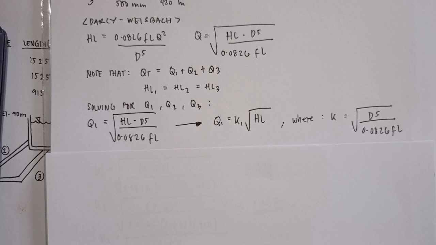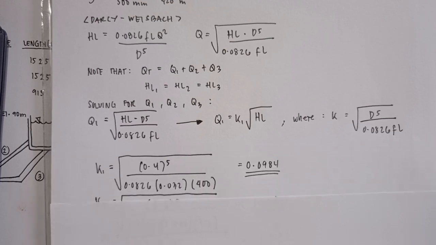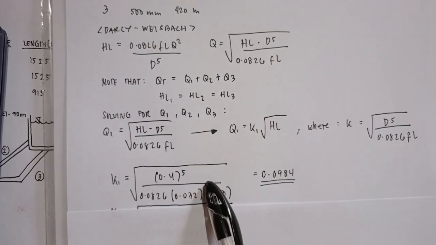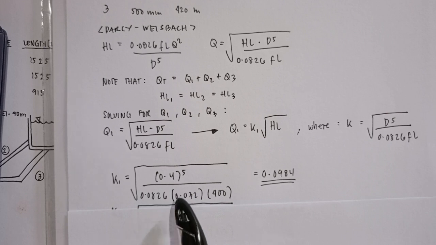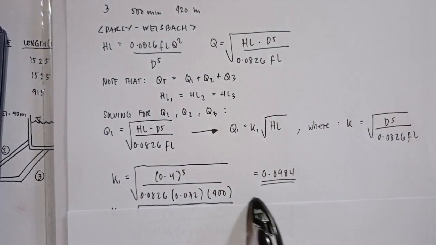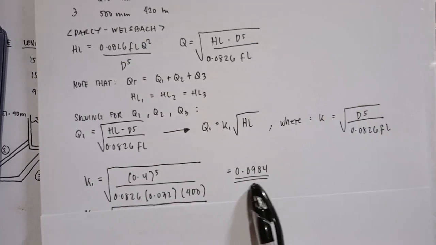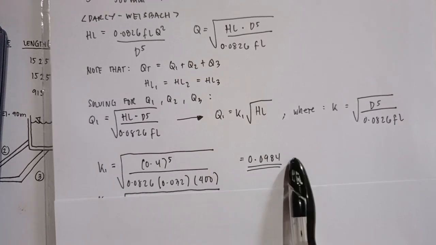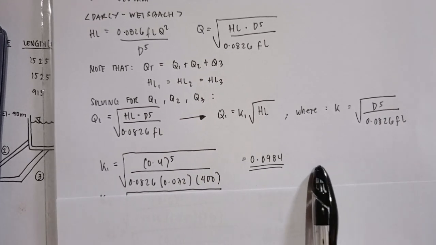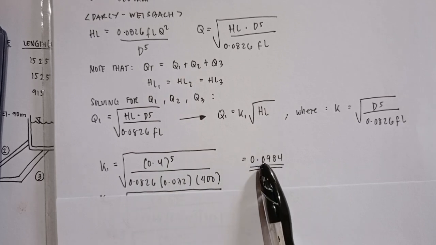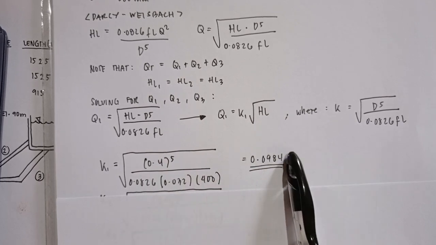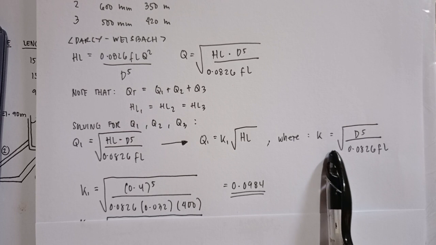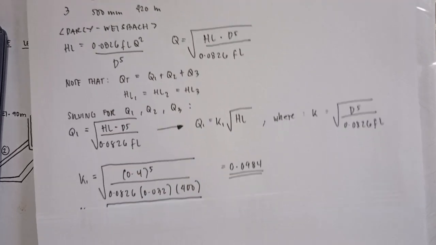Now, for K1, we've got a diameter of 400 millimeters, so 0.4 to the power of 5 over 0.0826 times 0.032 times 400, and the square root of that is equal to 0.0984. That is our answer for K1. Take note that this isn't finding the value for Q, but the value for K. And we can use this equation in finding for Q's pipes 2 and 3 as well.